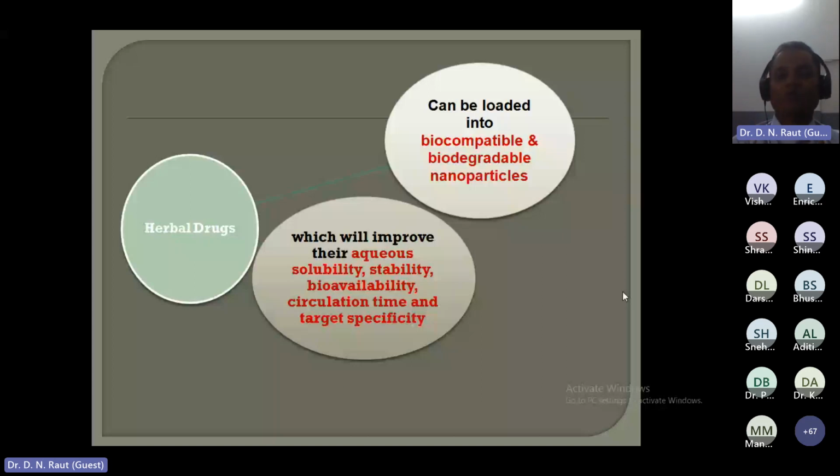So we have to solve the problems one by one, as that could start from the solubility, then go to the bioavailability, the circulation time. Later, the stability. Stability is a major issue in nanotechnology, actually. So the scientists are trying to solve these issues one by one.